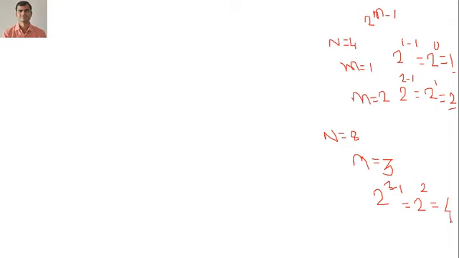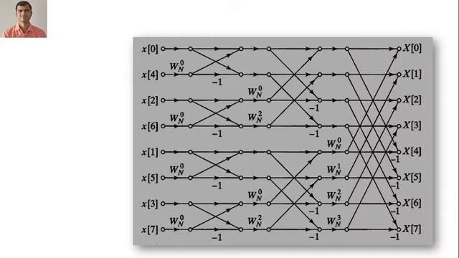For stage 1 it is separated by 1, for stage 2 it is separated by 2, and for stage 3, when you are considering capital N as 8, it is separated by 4. So 1, 2 and 4. Let me show you here. Input and output, see here, are separated for each butterfly. This is my first butterfly, so it is separated by 1 sample.